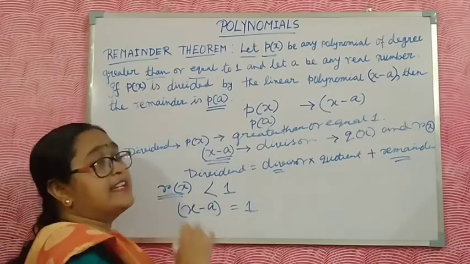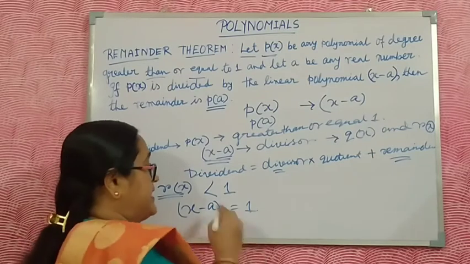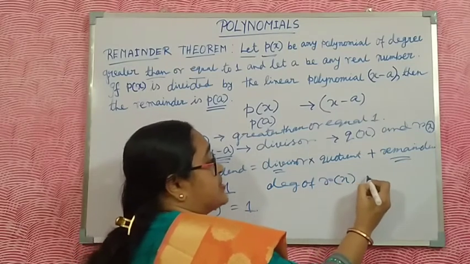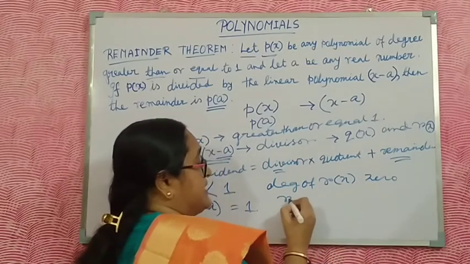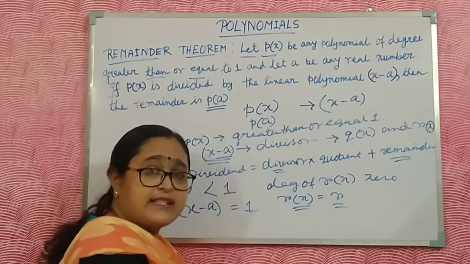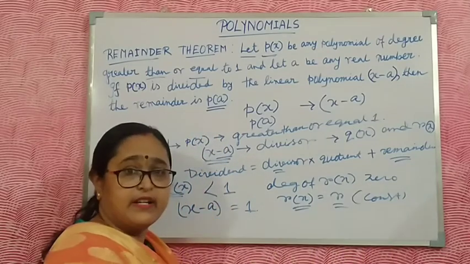Then the degree of the remainder must be less than 1. That means the degree of R(x) is 0. Then this is a constant term. Then I write R(x) is equal to r. This is constant.